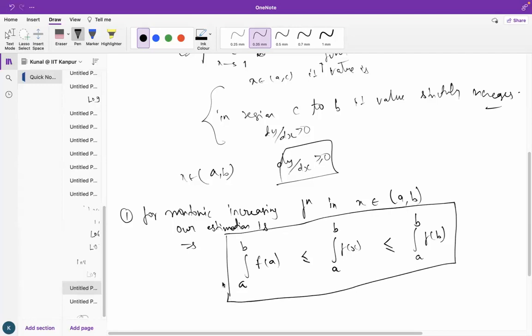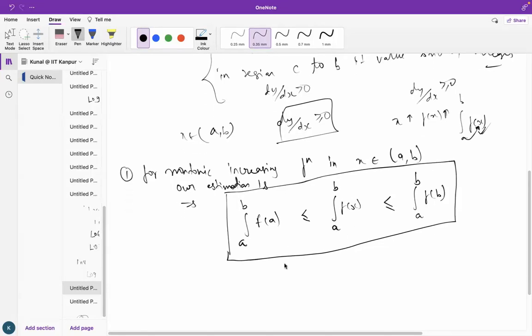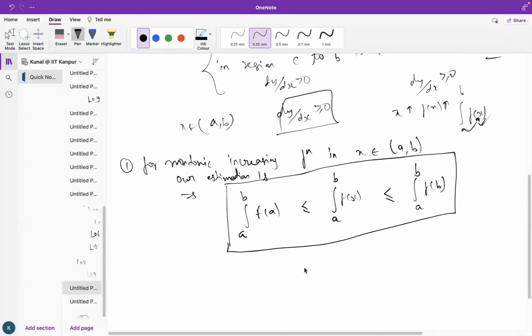Look, we are integrating our function from A to B. What I'm trying to say is, if we put the lower limit in the function without integrating, its value is less, because dy by dx is greater than or equal to 0. So as x increases, f(x) increases. That means here, what I'm writing, let me tell you how this happened, and then we go through.